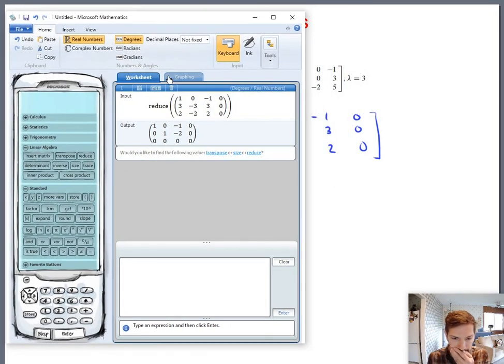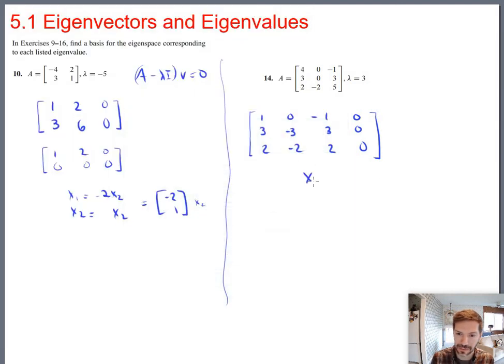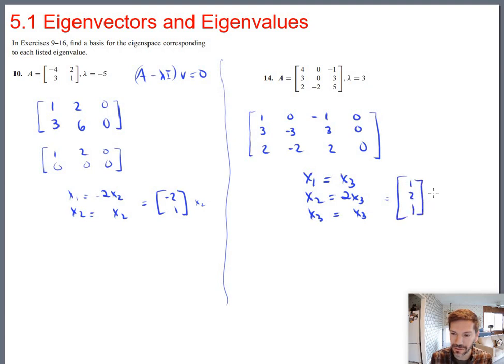So I'm going to see if I can write down my solution vector here right away. This would be x1 equals x3, and x2 equals 2x3, and x3 is free. So x1 equals x3, x2 equals 2 x3, and x3 equals x3. Factor the x3 out, and you get 1, 2, 1 as the basis for the eigenspace that goes with the eigenvalue of 3.